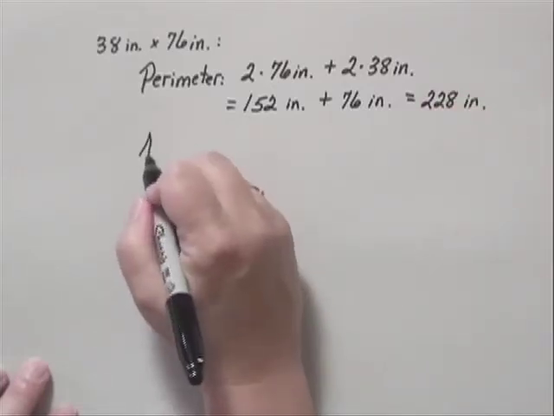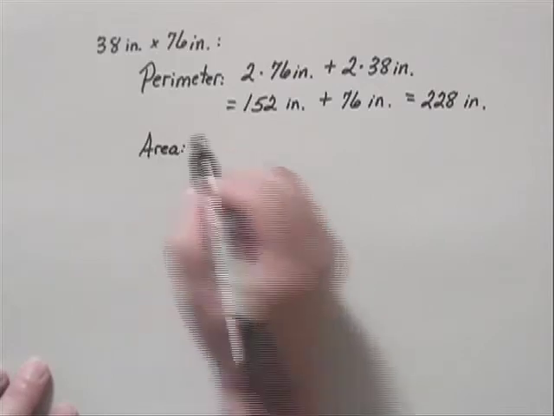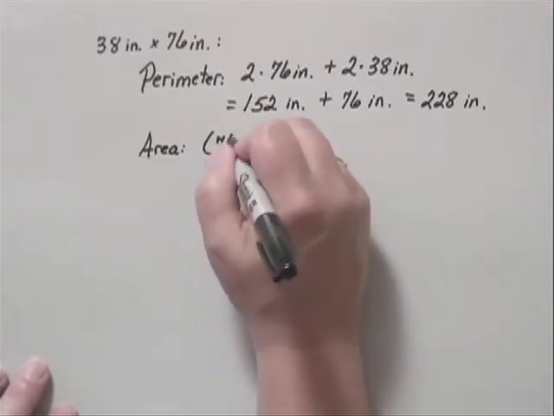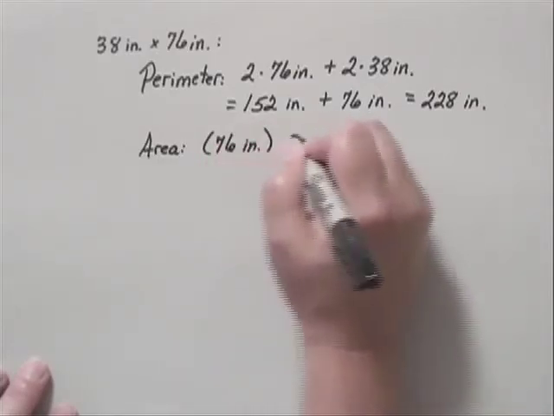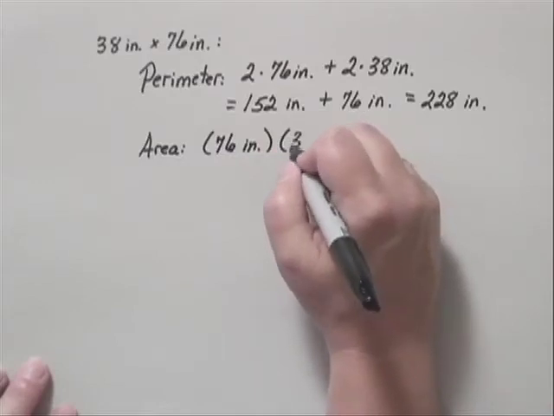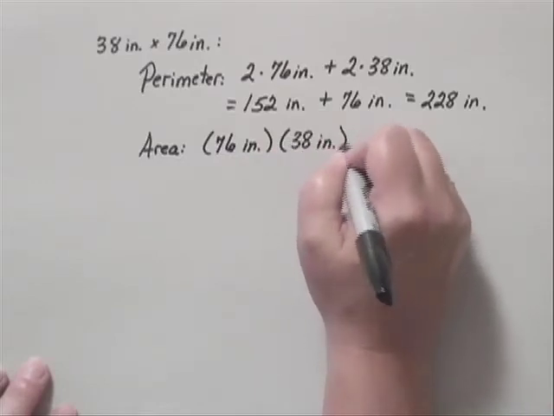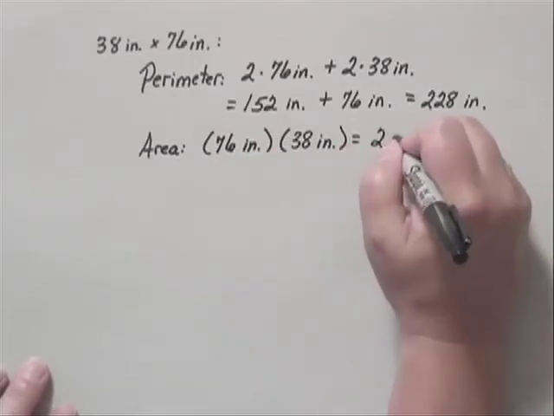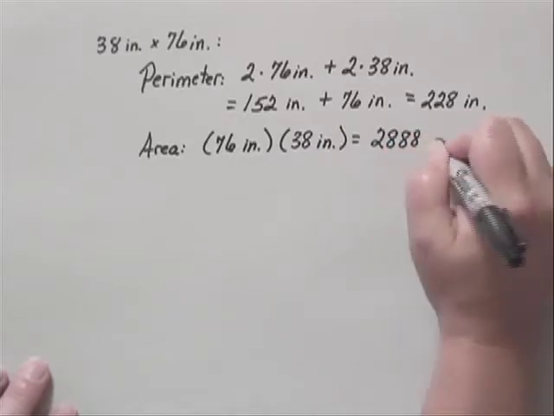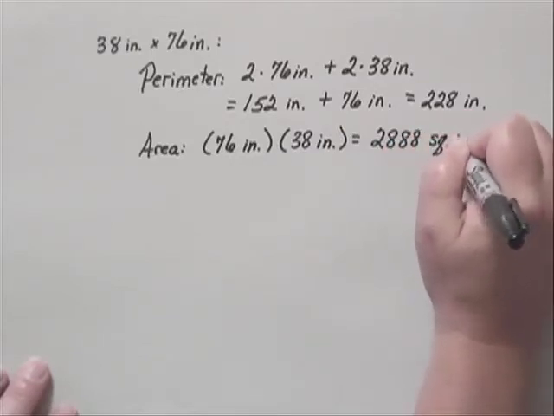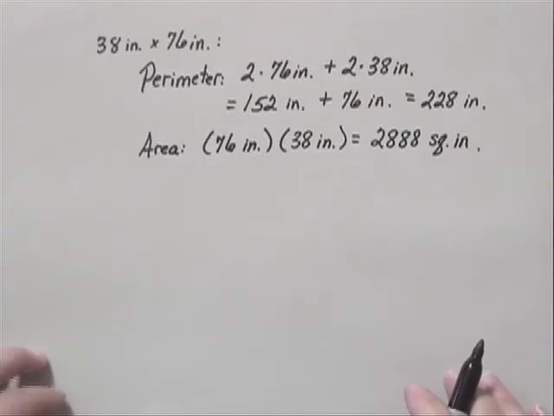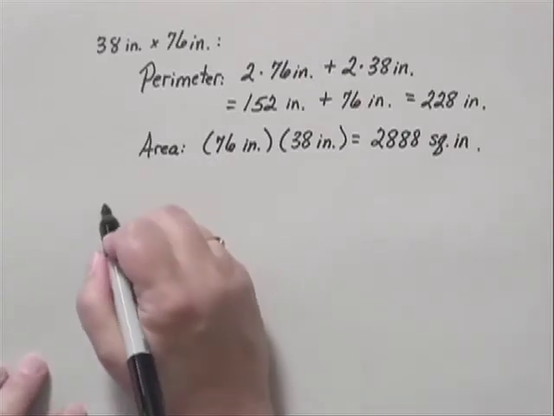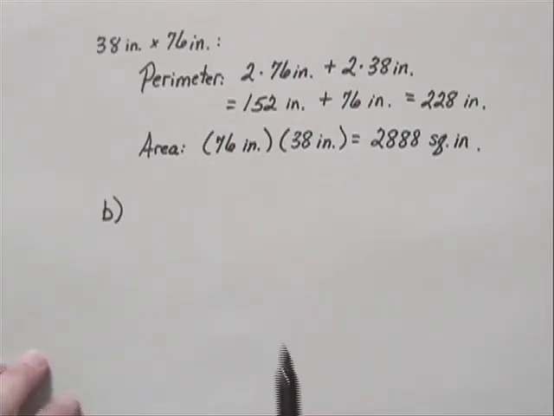And finally, the area of the third table is length times width. That's 76 inches times 38 inches, which gives us 2,888 square inches. Now that completes part A. Part B, we were asked to find out the number of square inches by which the area of the largest table exceeds the area of the smallest table.